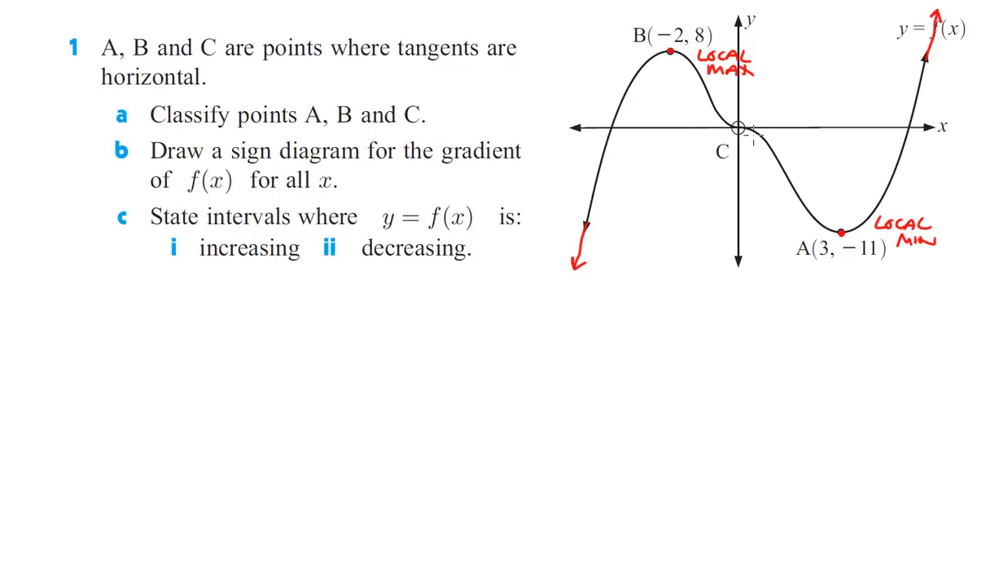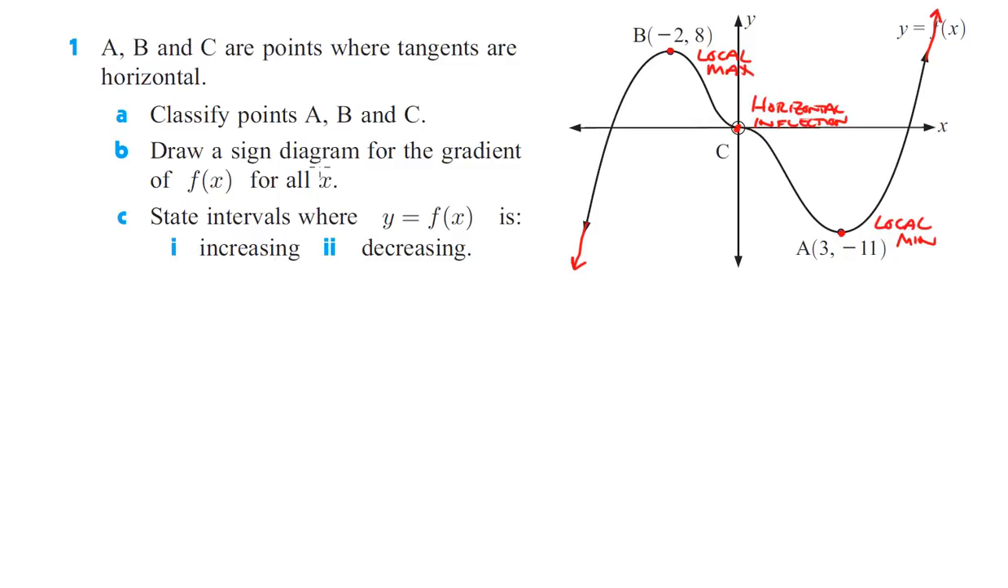Okay, and then point C here is where, again, it comes down here and it flattens out right at 0, and then it keeps going down. So that is called our horizontal inflection. Okay, so those are our 3 points, A, B, and C.